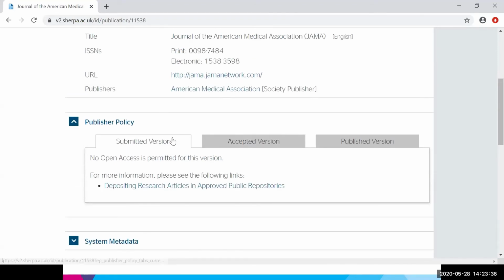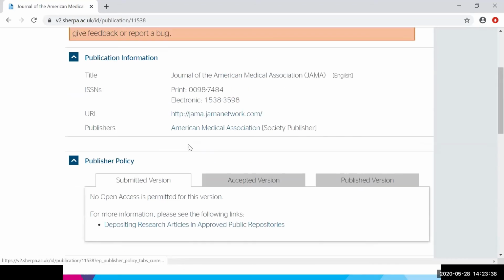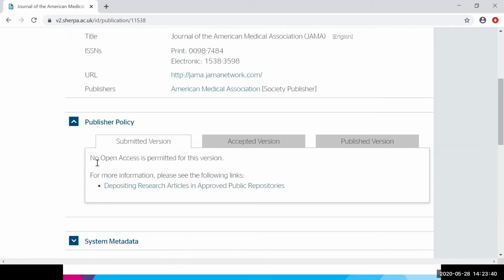And we're going to start off with the preprint here. So JAMA is actually pretty strict about how they allow preprints to be used. So they don't allow them at all. So you cannot put your preprint on a preprint server if you want to be published in JAMA. They just do not allow it.